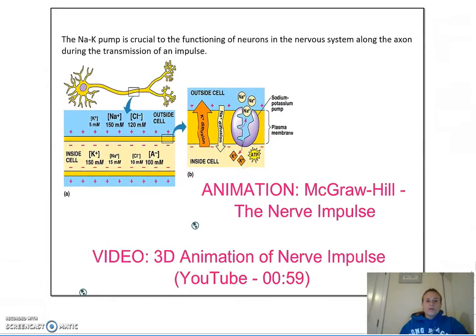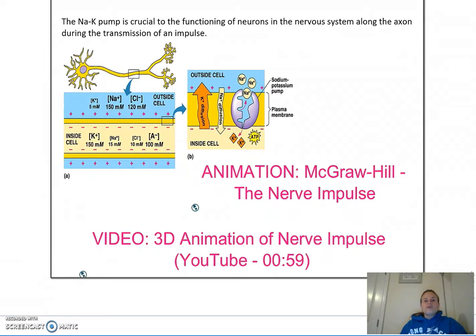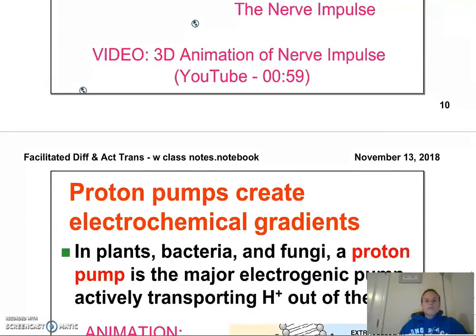Now, the sodium-potassium pump is crucial to the functioning of neurons in the nervous system along the axon, because what that sodium-potassium pump does is it restores that membrane potential. This is what we're going to be talking about in our next video.